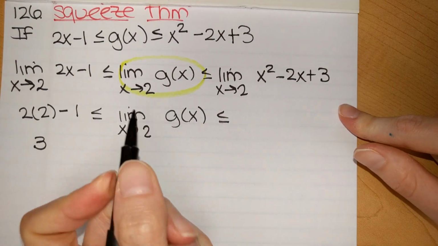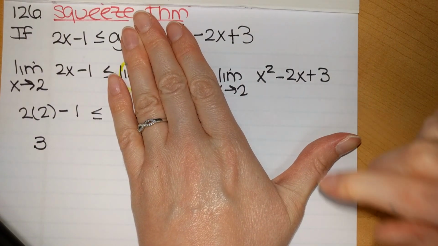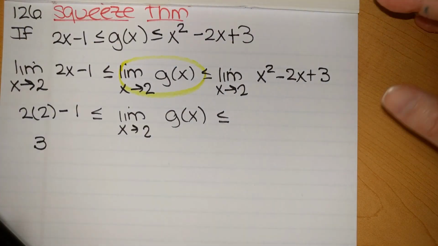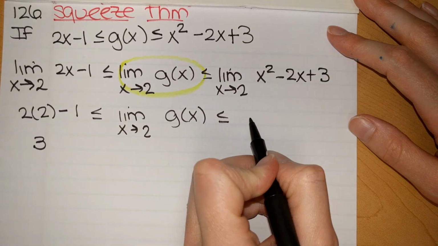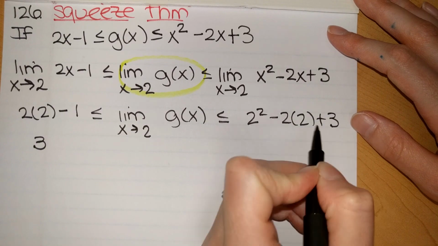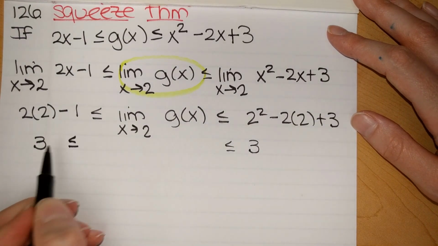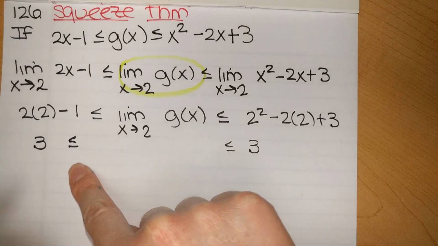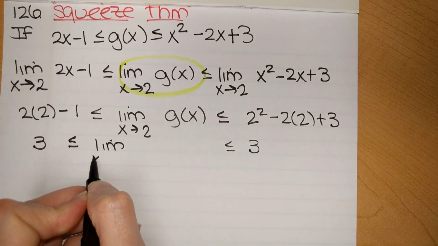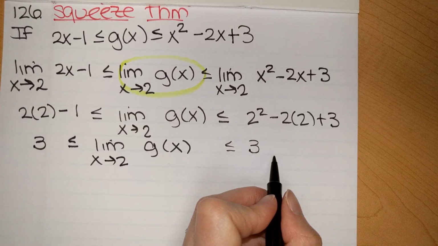And then on the right-hand side, again, if you just look at this right-hand side, you can evaluate that limit by direct substitution, plugging in the 2 for x. So you get 2 squared minus 2 times 2 plus 3, and that, of course, simplifies to 3. So if you look at what you're left with, you have 3 less than or equal to the limit as x goes to 2 of g of x, less than or equal to 3.